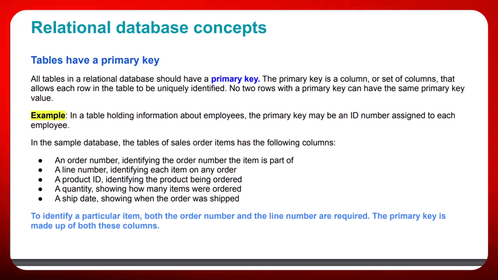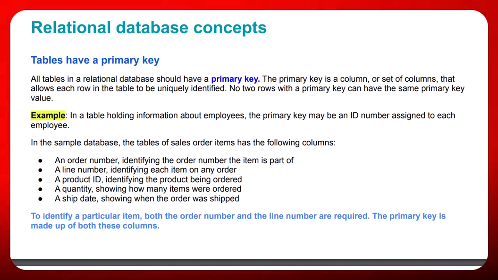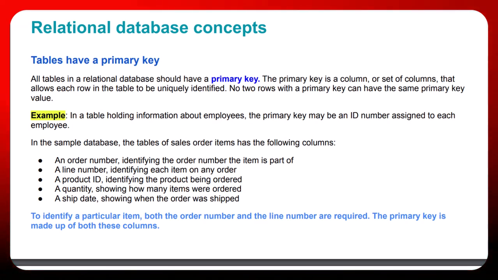A product ID identifying the product being ordered, a quantity showing how many items were ordered, and a ship date showing when the order was shipped. To identify a particular item, both the order number and the line number are required. The primary key is made up of these columns.